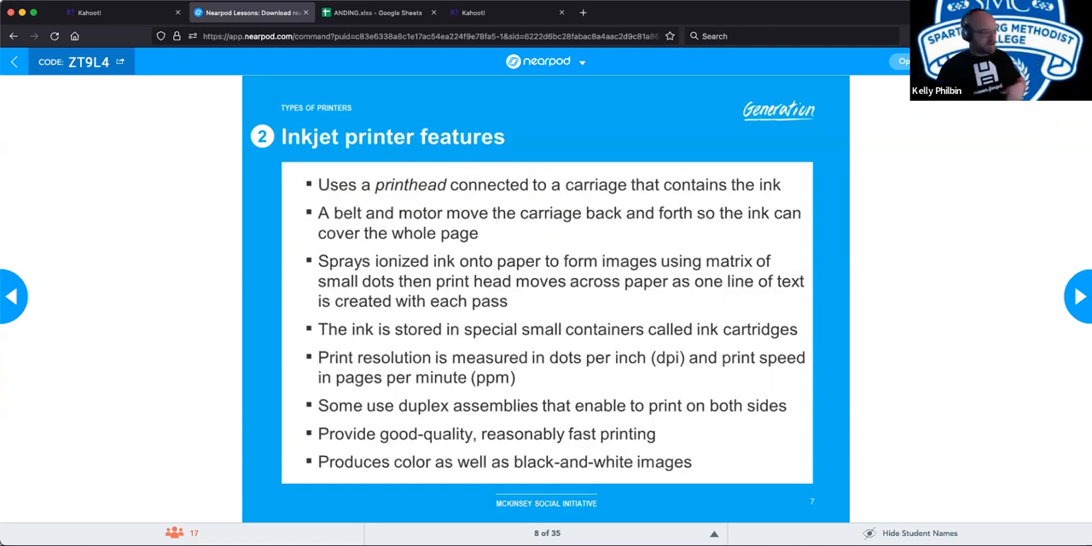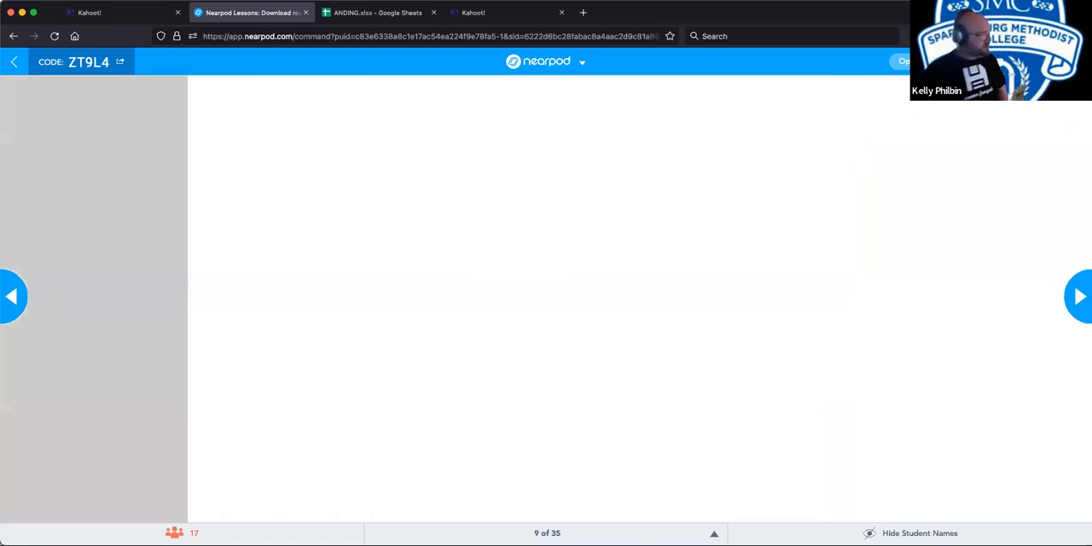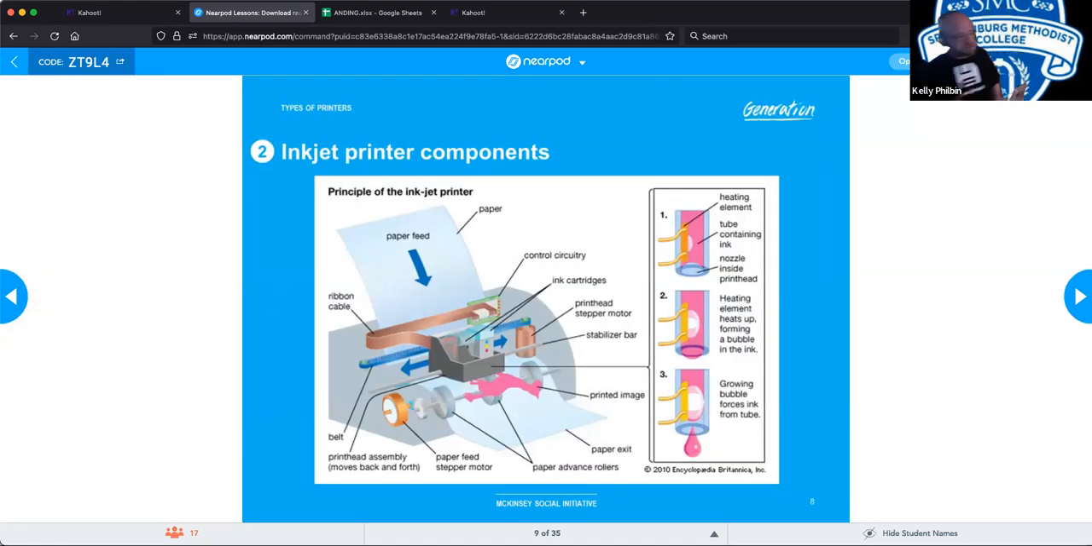And with the inkjet, you can produce black and white images. So they have printers that were just straight up black and white, or you can actually create the color images. Here are some of the components we need to be aware of. You have the ribbon cable, which will go from our control circuitry, which is essentially the brain for our printer. And we have a control ribbon that will go to the carriage where your ink cartridges will sit.